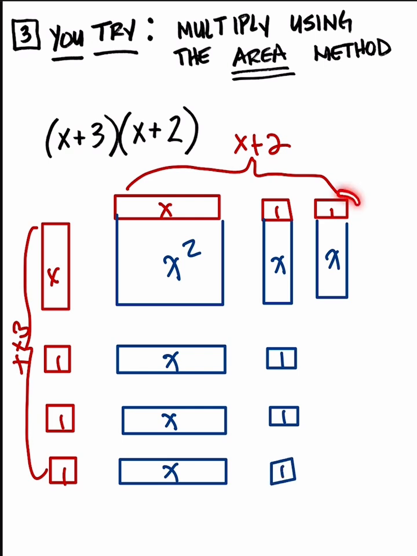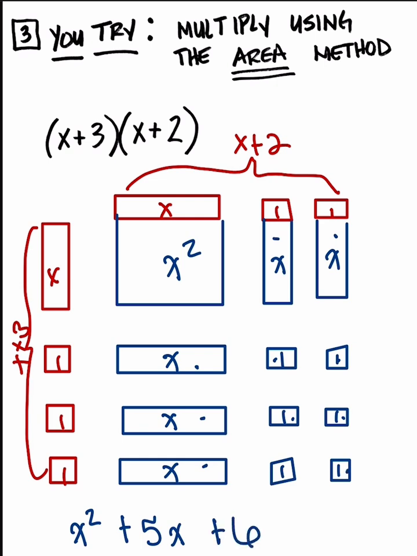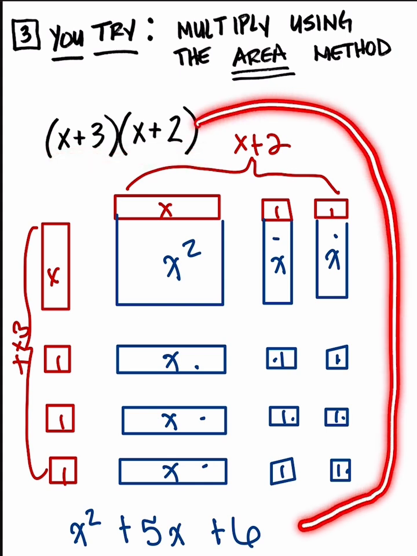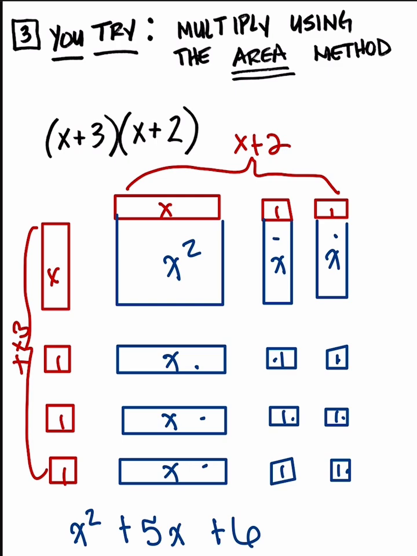Okay, and then now moving on to this side, we have 1 times 1 again. Okay, so now that we have all our tiles, let's go ahead and add them all up together. So we see that we have 1 x squared, and then we have 1, 2, 3, 4, 5 x's, and then we have 1, 2, 3, 4, 5, 6 ones. So when we multiply x plus 3 with x plus 2, we can connect this back, and we would equal x squared plus 5x plus 6.